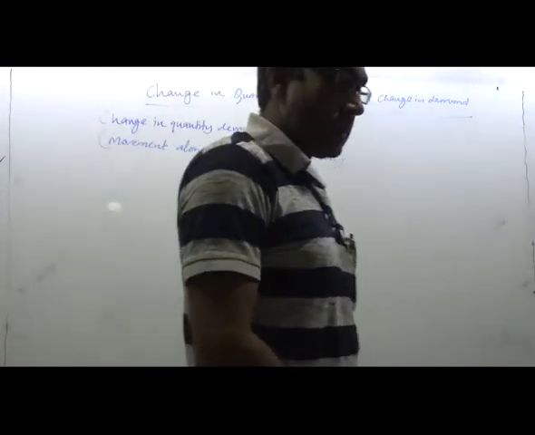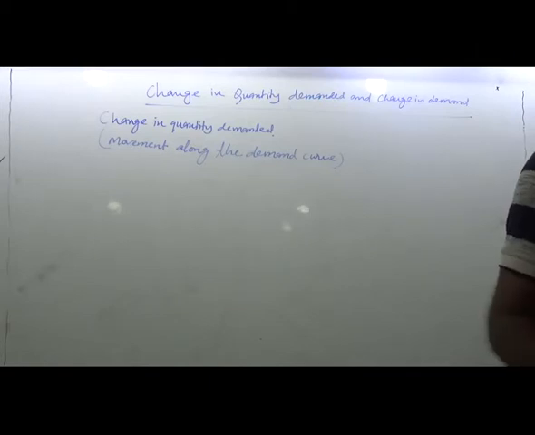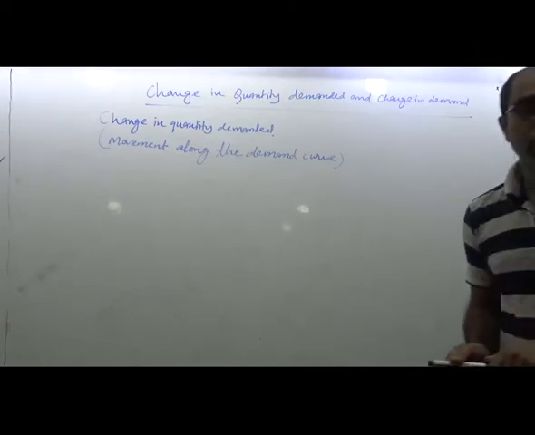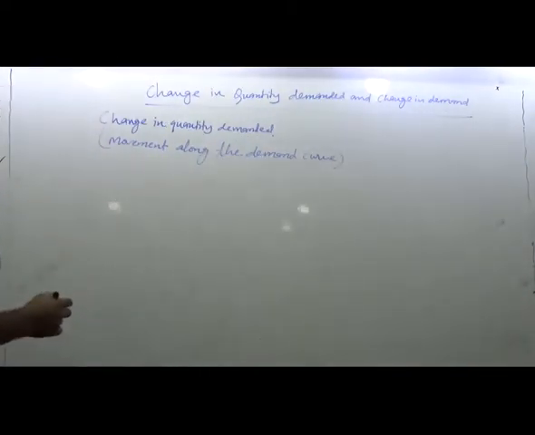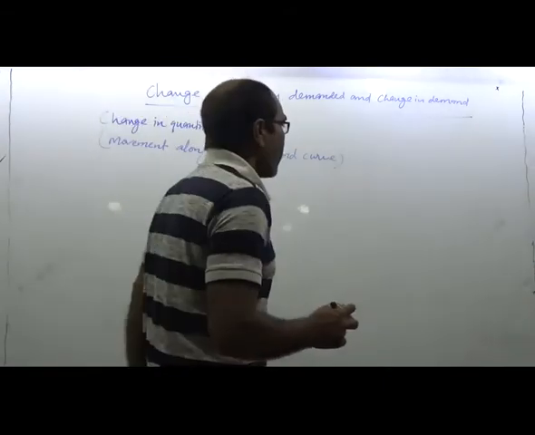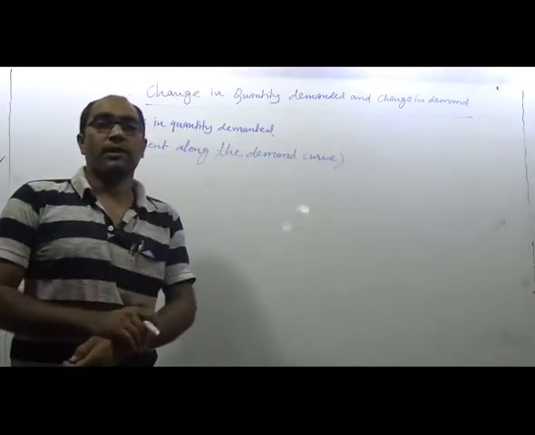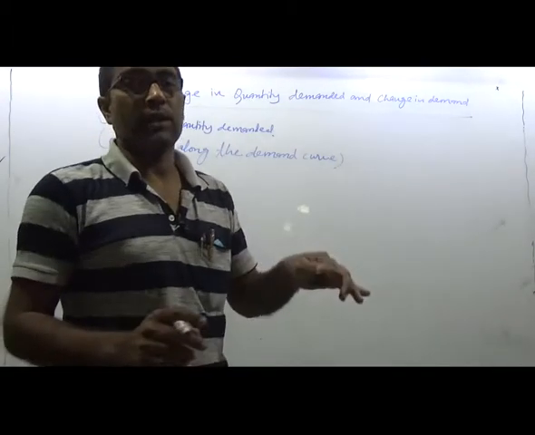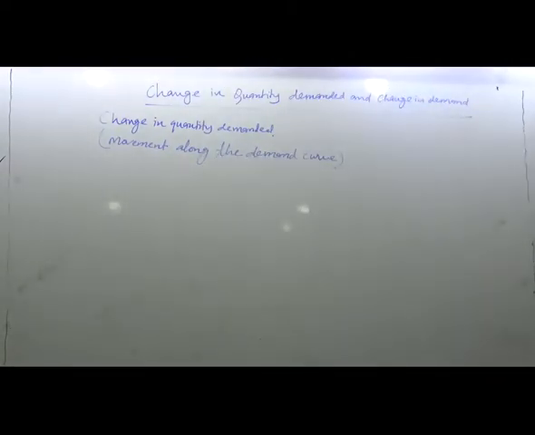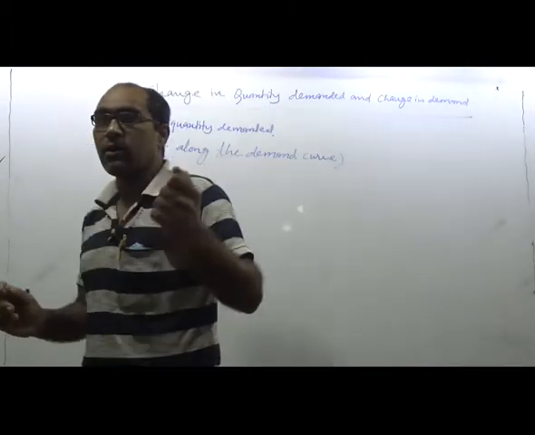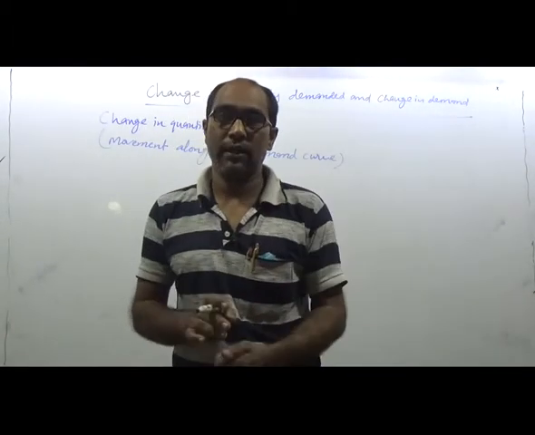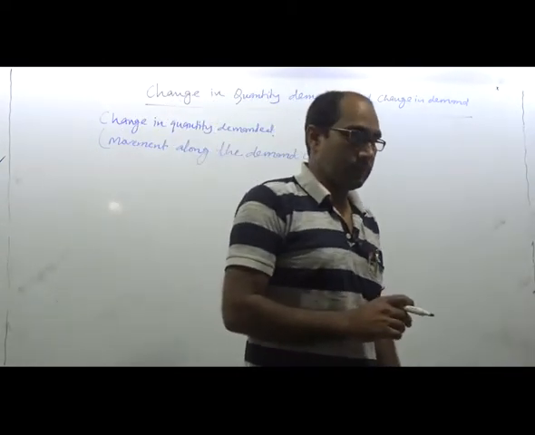See, for changing quantity demanded, we have to apply the law of demand. With the application of the law of demand, in case of movement, there are two types of movement. One is downward, another upward. Upward movement or downward movement, or you can say extension or expansion for downward movement, and contraction for upward movement.